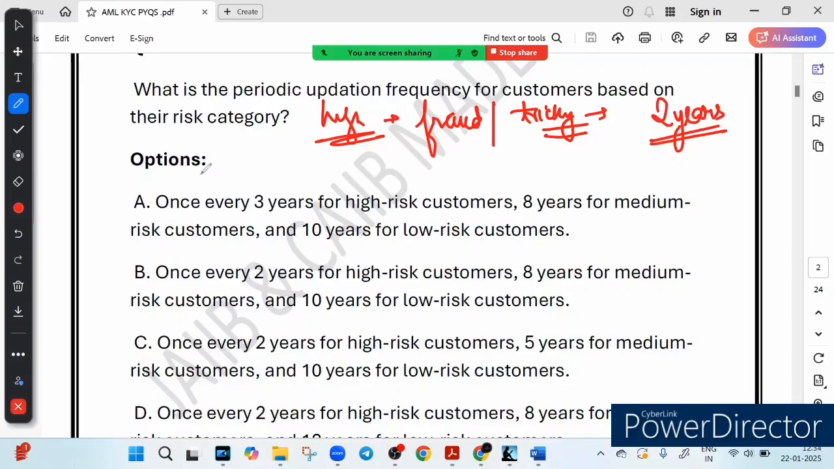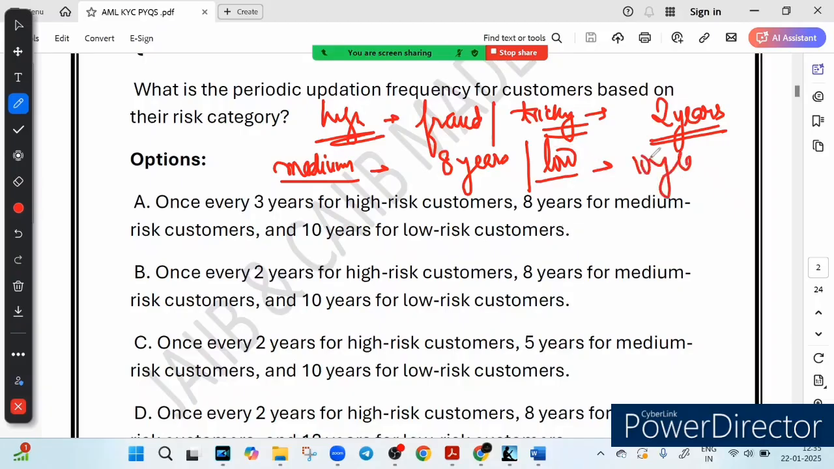Next, we have the medium risk customer. These folks don't pose as much risk but still need monitoring. For them the updation happens every 8 years. Think of this as a mid-level check-in for our safety. And finally we have the low risk customer. These are your super safe customers, like someone with a simple savings account and no unusual activity. For them, the bank updates details every 10 years. So low risk is equal to long time is equal to 10 years. Here is a quick recap: high risk every 2 years, medium risk every 8 years, and low risk every 10 years. It is easy to remember once you break it down.